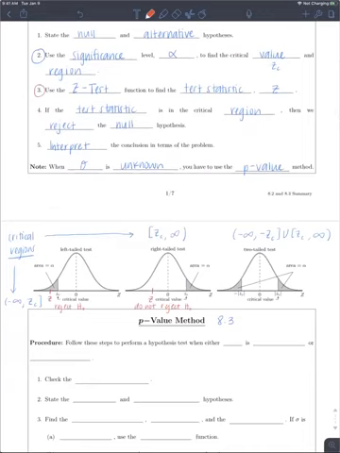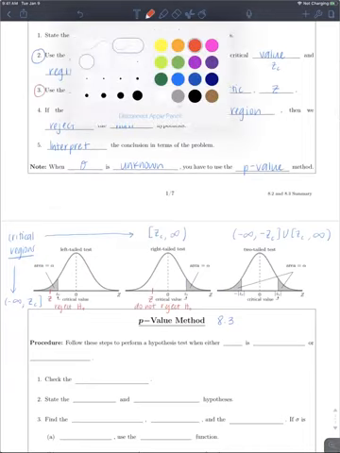Are there any questions about this critical value method?